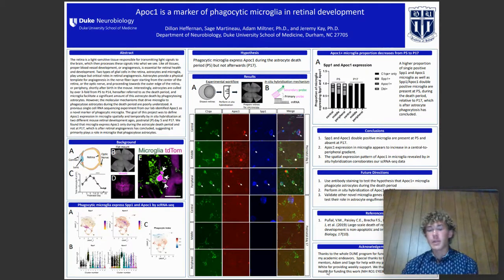So we hope that this, later in the future, could help address some of the retinal damage problems that occur in the NICU and help address some of these issues.